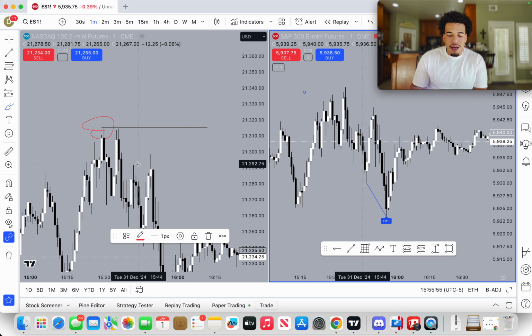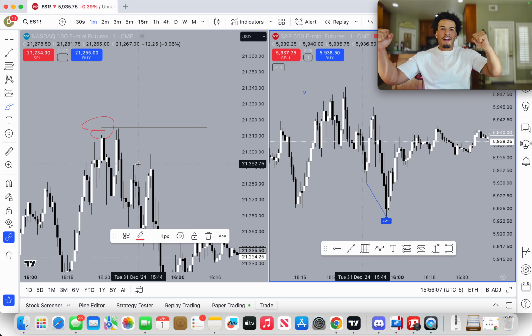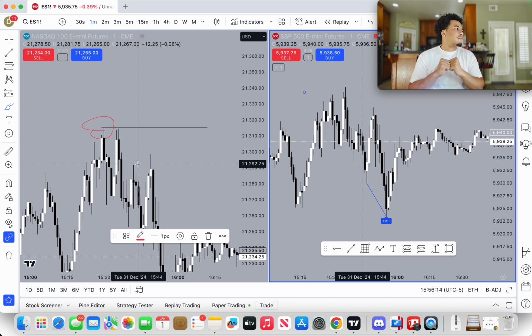Let me reiterate that. When one pair takes a high and the other pair does not. By pair, I just mean the NASDAQ and ES, right? When NASDAQ takes a high and ES does not take that same exact high, because those move in synchronous. So if one takes the high and the other doesn't, you could still use it as a liquidity sweep. You could still use it as, okay, that liquidity got taken.